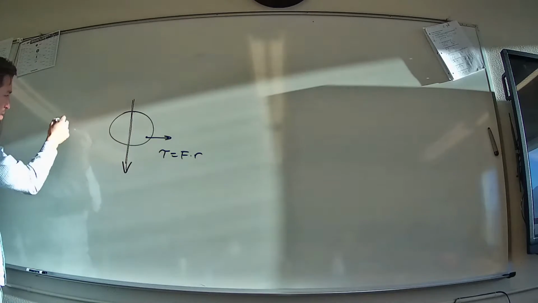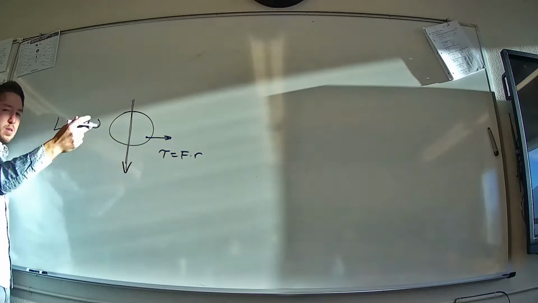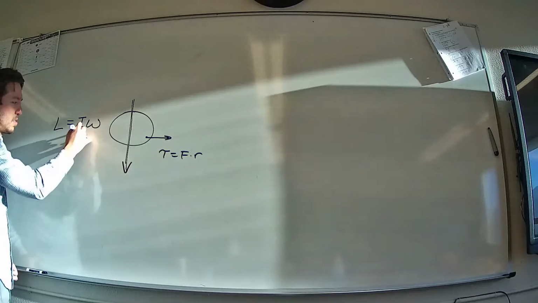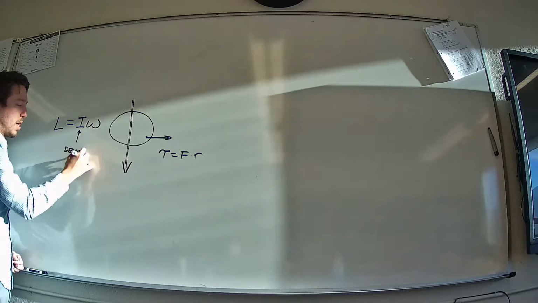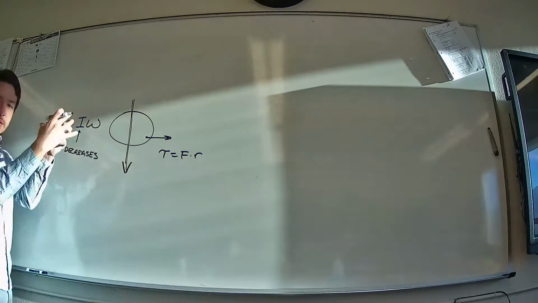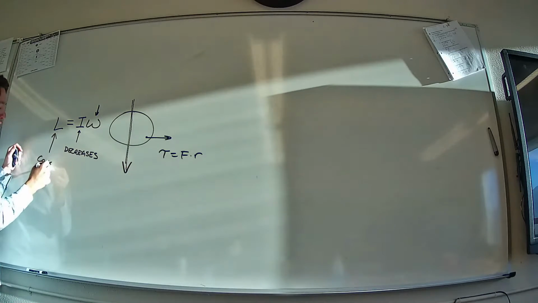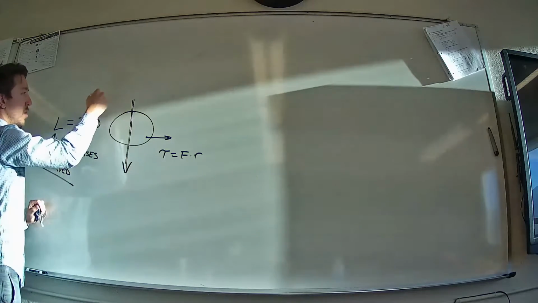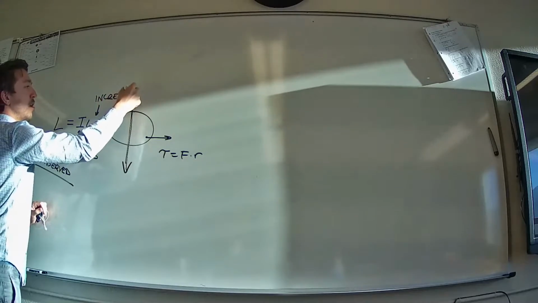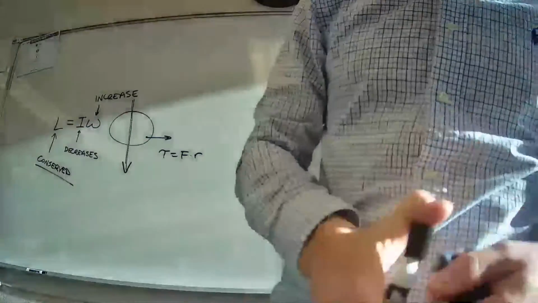What you want to think about is this. What happens when it shrinks? What happens to this? It decreases. Okay. So when it shrinks, I decreases, and because angular momentum is conserved, that means that this has to increase by the same proportion. Cool beans? Okay, we got it.